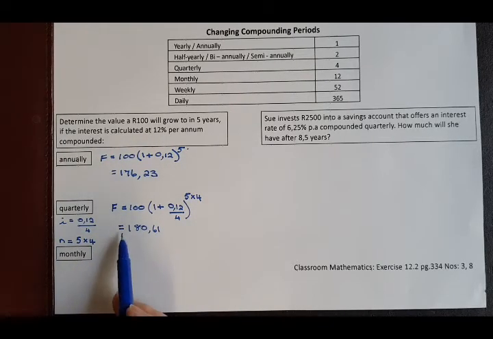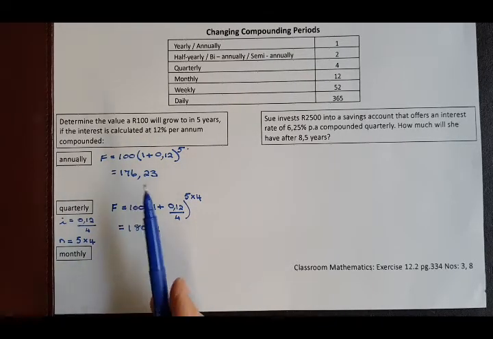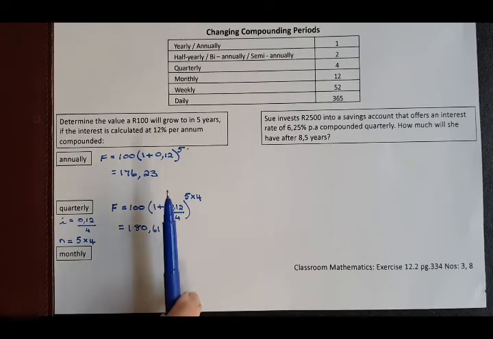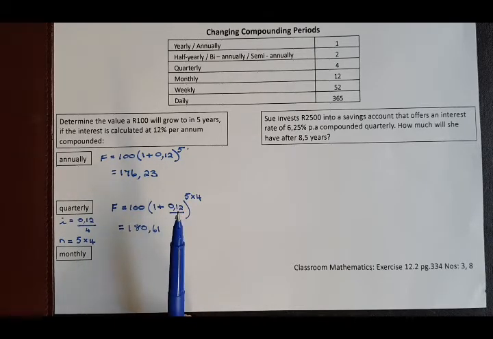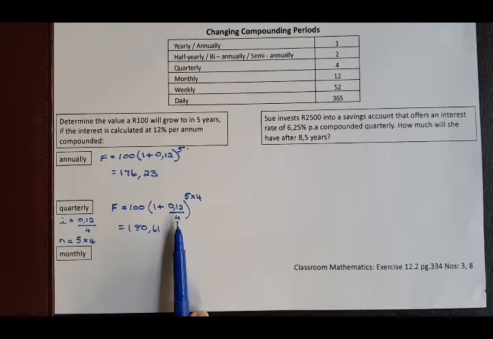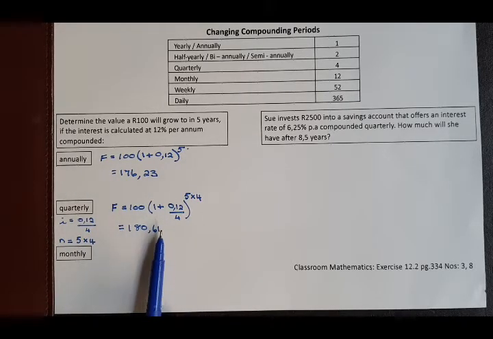Can you see we're getting more money here? And it's not that the interest rate has changed, but we are getting interest on our interest sooner. We're not having to wait till the end of the year to get interest on our interest. Now we're going to get interest on the first quarter, interest on the second quarter, interest on the third quarter and the fourth quarter, and therefore your future value is bigger.